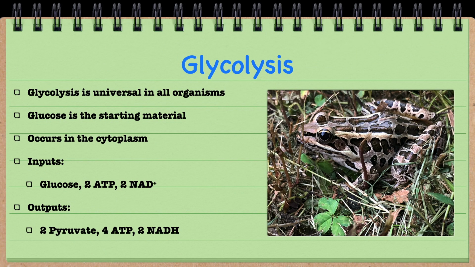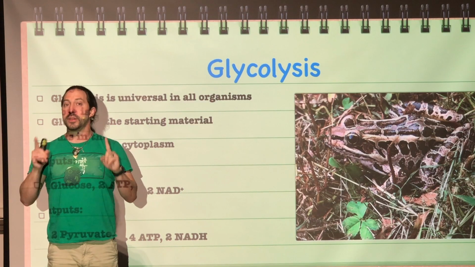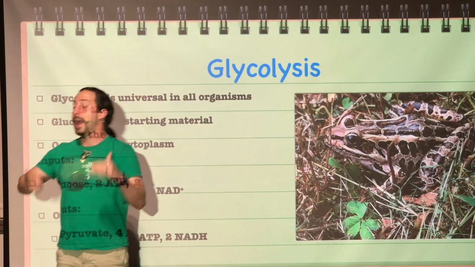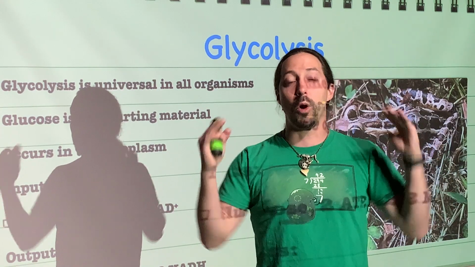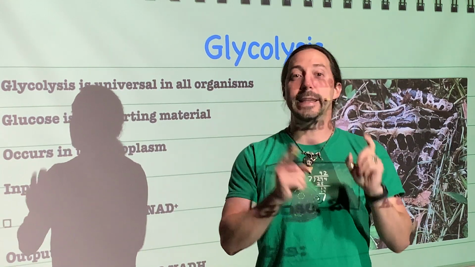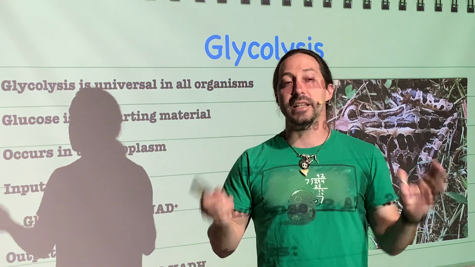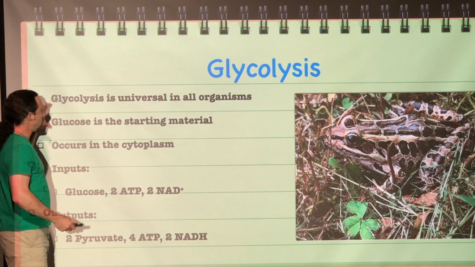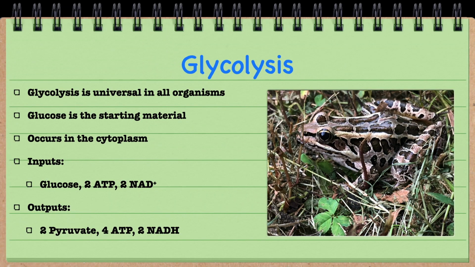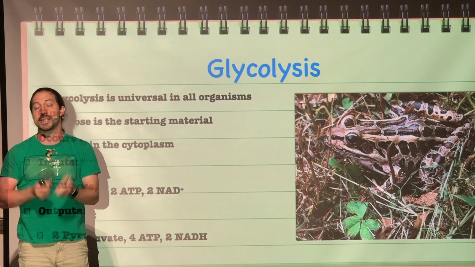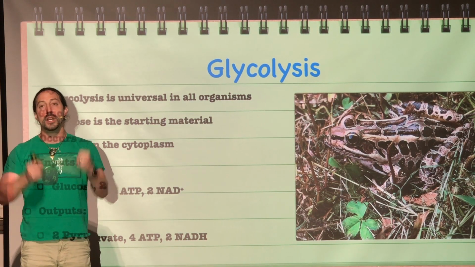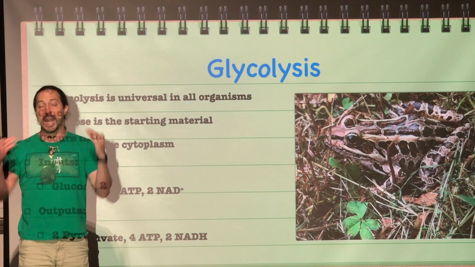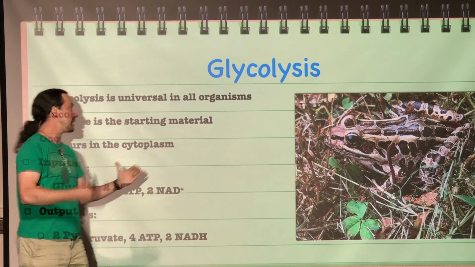That's glycolysis. It is universal in all organisms. Every single organism on this planet performs glycolysis. And it's really important because it works in the presence or in the absence of oxygen. It doesn't matter if oxygen is present or not. It always works. And glucose, that is our starting material. That 6-carbon sugar, C6H12O6, is so important to all of life because all of life is able to perform this process.